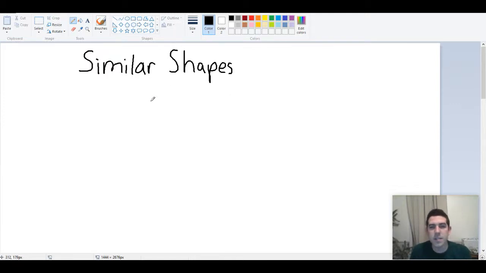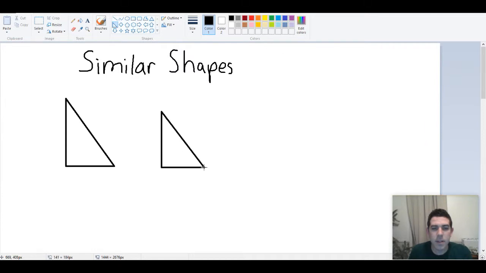Let's talk about similar shapes. Now, when we say similar shapes, we're not just talking about shapes that just kind of look alike. They have to have certain characteristics to be similar shapes. Similar shapes are two shapes that are the exact same shape, just a different size. And in order to be the exact same shape, they have to have all the same angles.